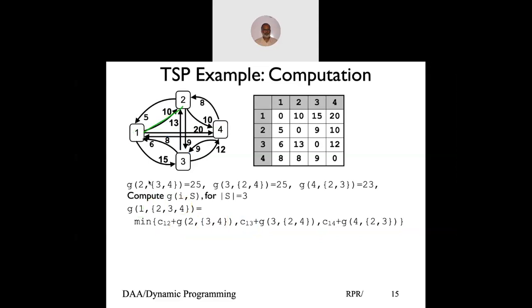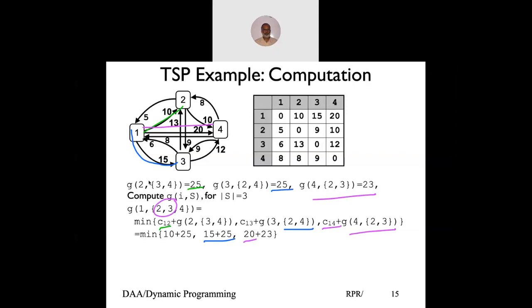Now we know that C12 is 10, and G2, 3, 4 is 25. So you get 10 plus 25. Second, C13 is 15. And then 3, remaining 2, 4. G3, 2, 4 is 25. So you get 15 plus 25. And if I can go to 4, this cost is 20. And then once I use 4, I'm left with only 2 and 3. So you get G4, 2, 3.